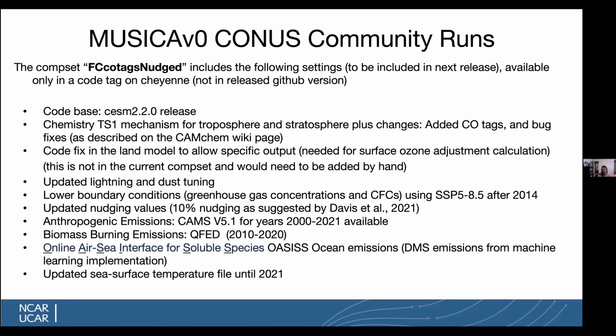We do have biomass burning emissions, and we're using the QFED emissions that are available from 2010 to 2020. And we also use a so-called online air-sea surface exchange for soluble species, or ACES, ocean emissions. These are interactive ocean emissions, and we're using DMS here with a machine learning implementation. And we have updates to the sea surface temperatures. The release version only goes to 2016, but you want to run consistent with sea surface temperatures from observations. We use the Hadley time series, not climatology, until 2021 now.